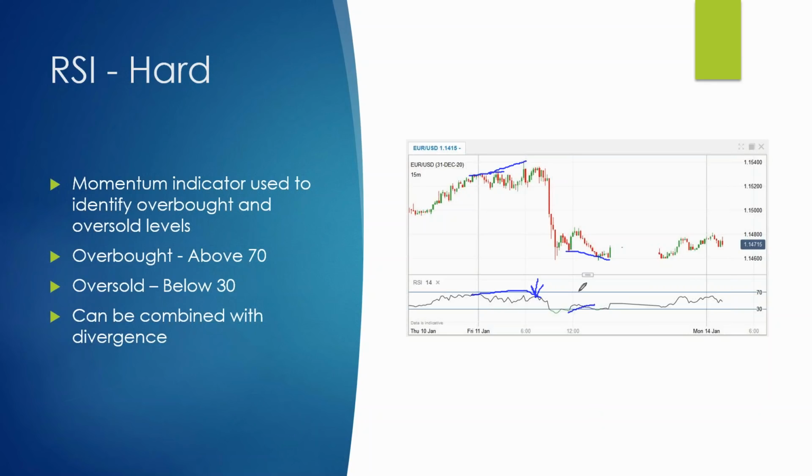So, combining it with the divergence, I believe, will give you a little bit of an edge if you're using the RSI. Now, the other thing about the RSI is it does not do very well in choppy markets. Does everybody understand what I mean by a choppy market?